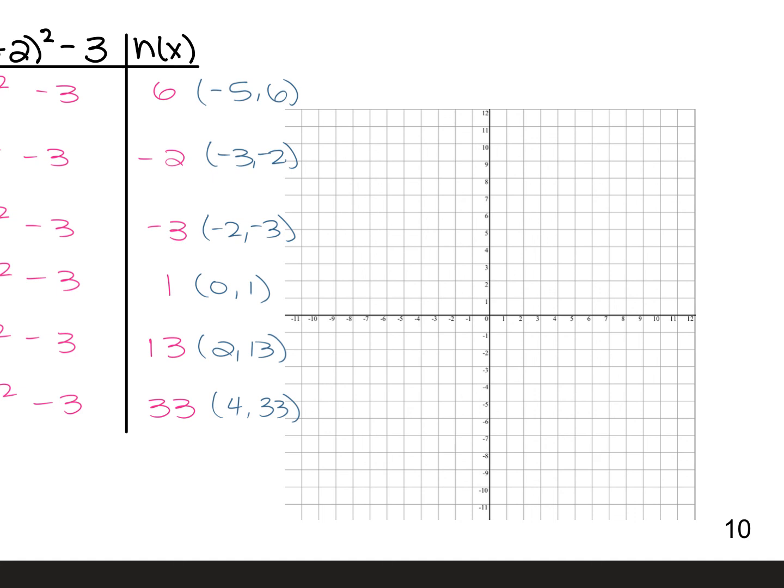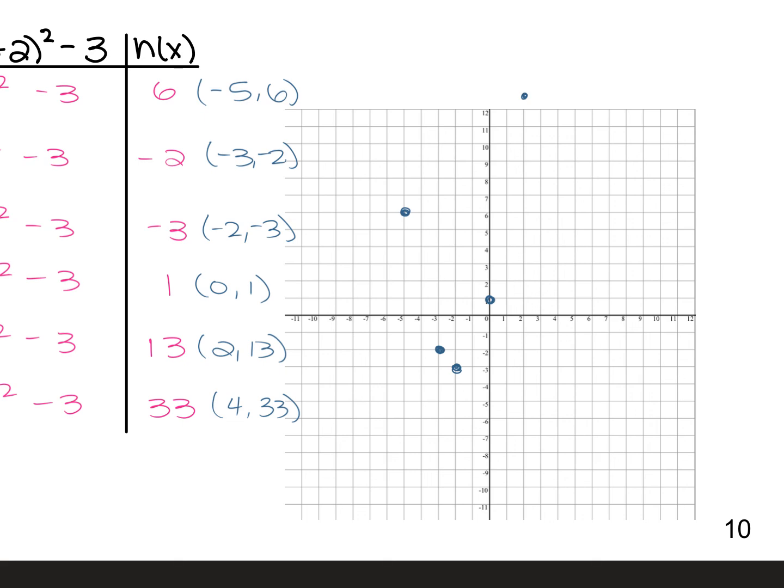So for the first one we have is negative 5, 6. So we're going to go to the left 5, then up 6. Plot your point there. Next we have negative 3, negative 2. So to the left 3, down 2. Plot our point there. Then negative 2, negative 3. So left 2, down 3. Then we have 0, 1. So right or left, none, but up 1. And then we have 2, 13, which is going to be about up here.